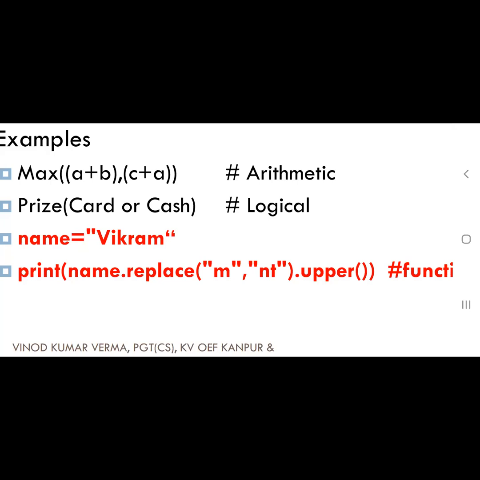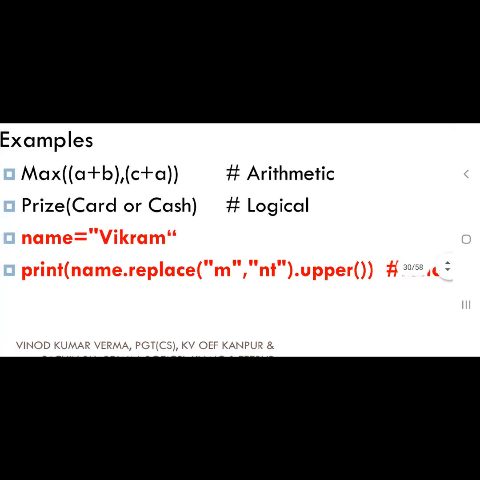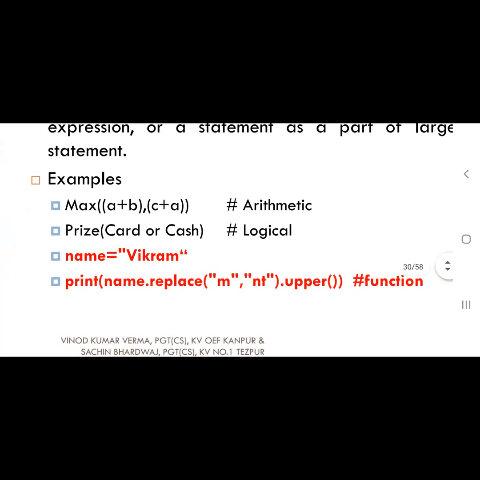print of uppercase. Correct. We are writing two statements, but instead we can write it in a single statement, that is print of name dot replace function, then dot upper function. What will happen? It will take the value and replace it, then convert it. In a single line we are executing two statements, or two tasks. One is replacing, another one is converting into upper.